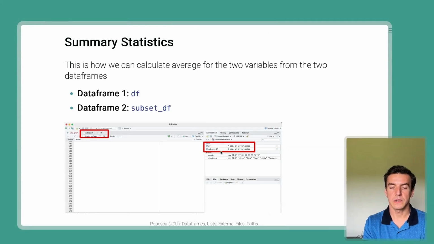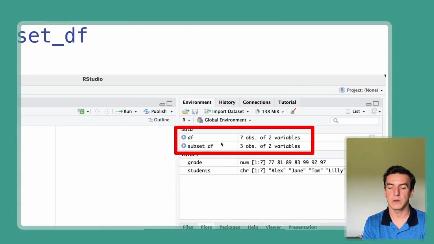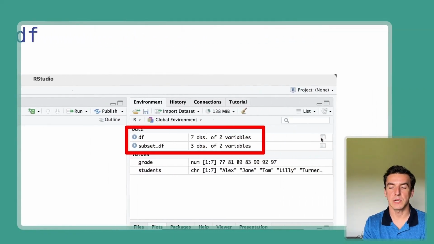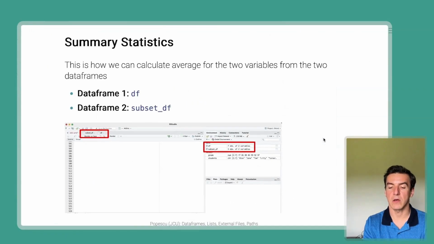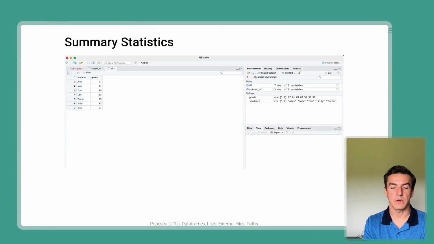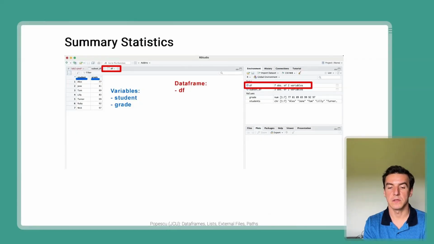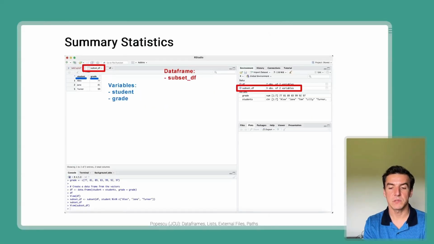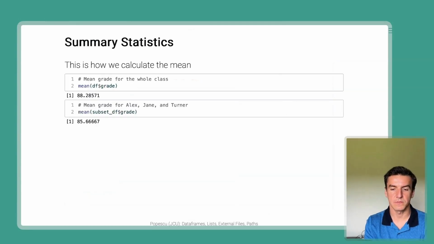Notice also that these data frames here in the global environment are also reflected here as tabs. This is after we click on these table icons. So df has 2 variables, student and grade. Here they are. And then the student and grade are variables. The data frame name is df. The same thing with subset df. So the data frame is called subset df. Variables are the same because we extracted them from the original data set.